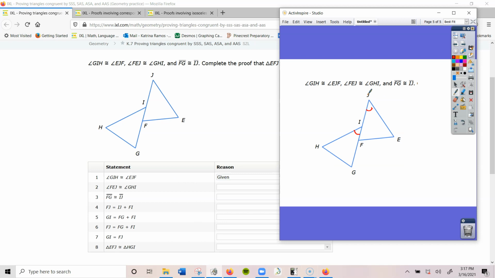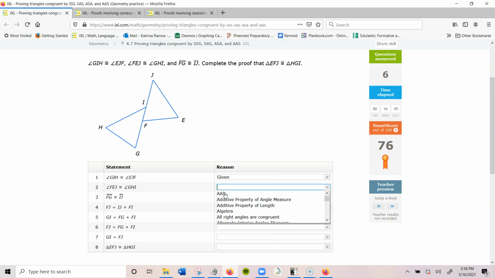Then angle FEJ is congruent to angle GHI, which is also a given statement. So I'll put that in a moment. And then we are lastly told as a given that FG is congruent to IJ. So those are all given statements.